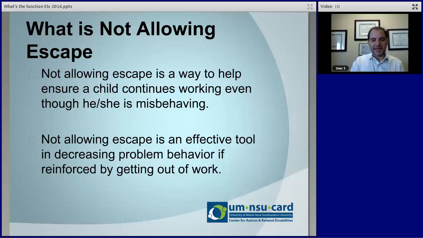Now, moving on to escape. What is not allowing escape? Not allowing escape is making sure that the individual continues working even though he or she is misbehaving.